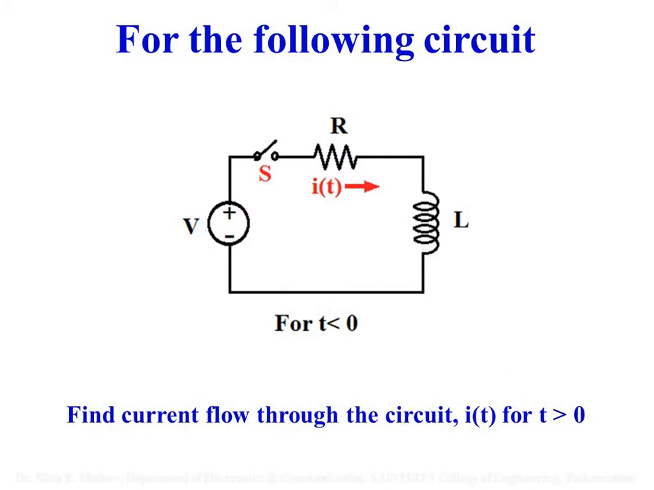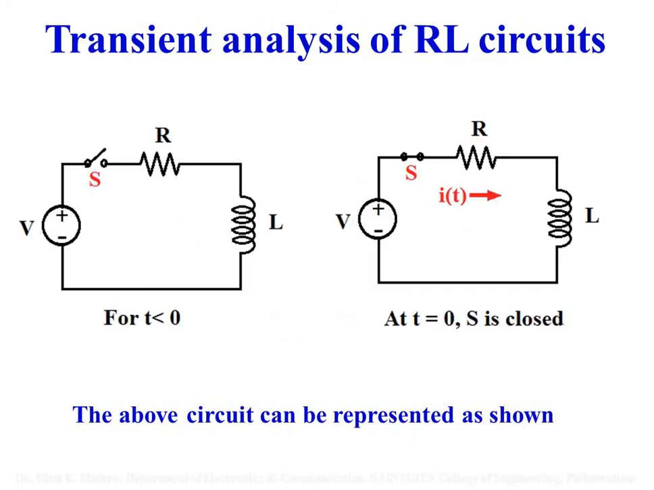For the following circuit, find the current flow through the circuit I of t for all values of t greater than 0. So the given circuit consists of a voltage source, switch which is open initially for all values of t less than 0, resistance R and inductor L. So the given circuit can be redrawn as shown here.